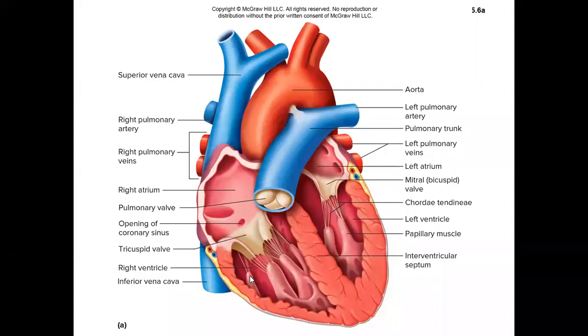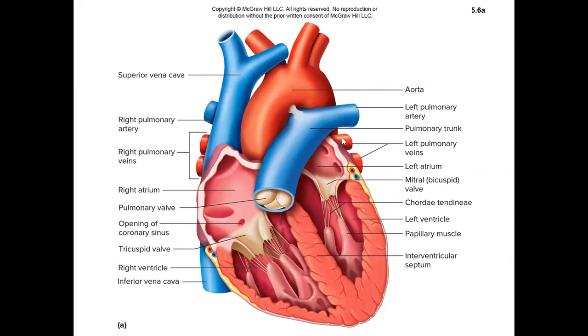So after it goes from the right ventricle, it's ready to go back into the lungs to get reoxygenated. It goes into this pulmonary trunk, past the pulmonary valve. That pulmonary valve is going to open this way so that the blood can then flow into the pulmonary arteries, get into the lungs, the right and the left lungs, so that it can be oxygenated.